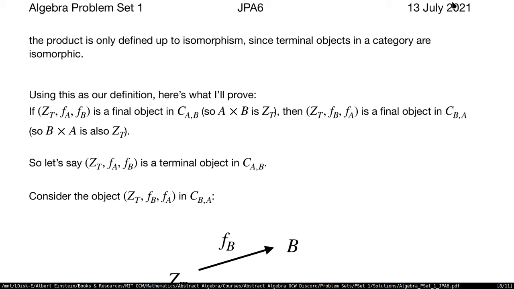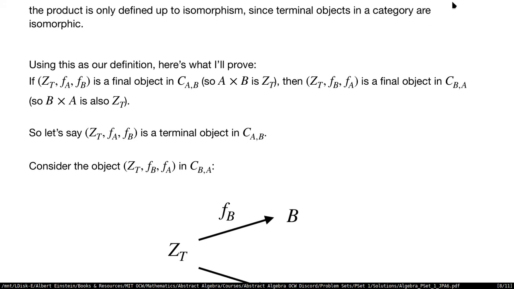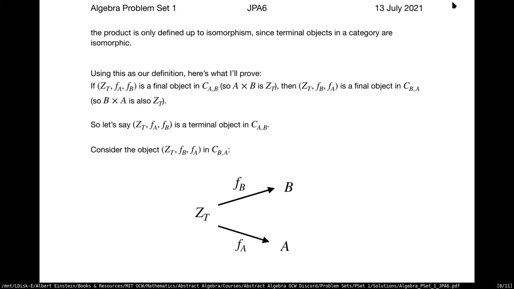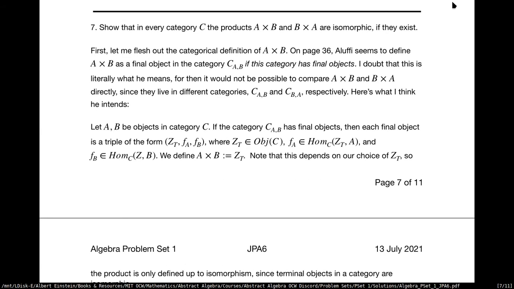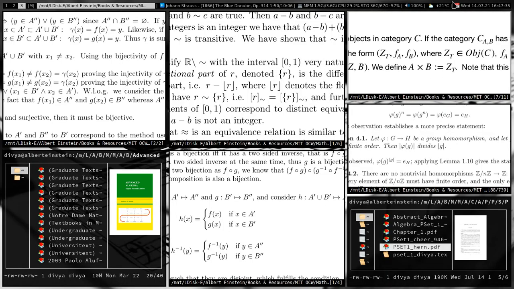Go on. Okay. I was just going to say I don't understand the confusion. The product of A cross B is just defined as the final object of the category C_AB. Yeah, that's pretty clear to me now. We actually have to forget the category of sets. Let me go back to the text again.